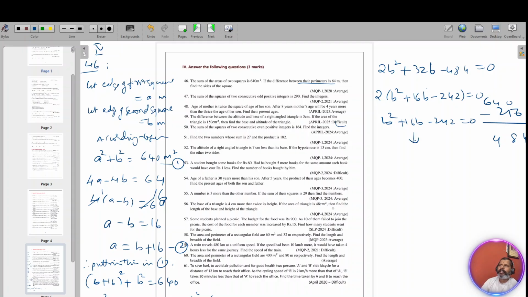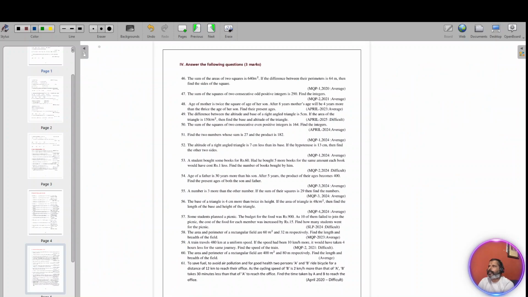Once you solve this, you get b. You substitute b into the equation and you get a. What is asked is to find the sides; a and b are the sides. I'm not solving to the end, because you need practice as well. So solving the quadratic equation, we have seen it. You solve by yourself. Let's see the 47th one.